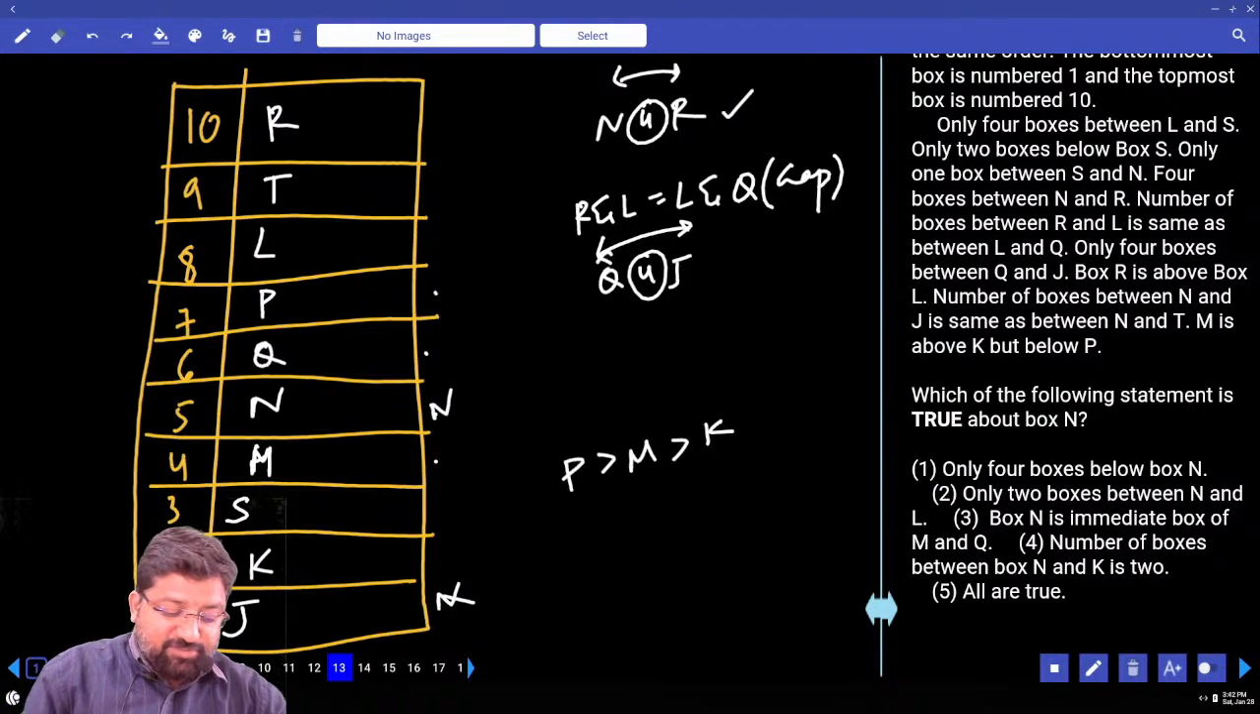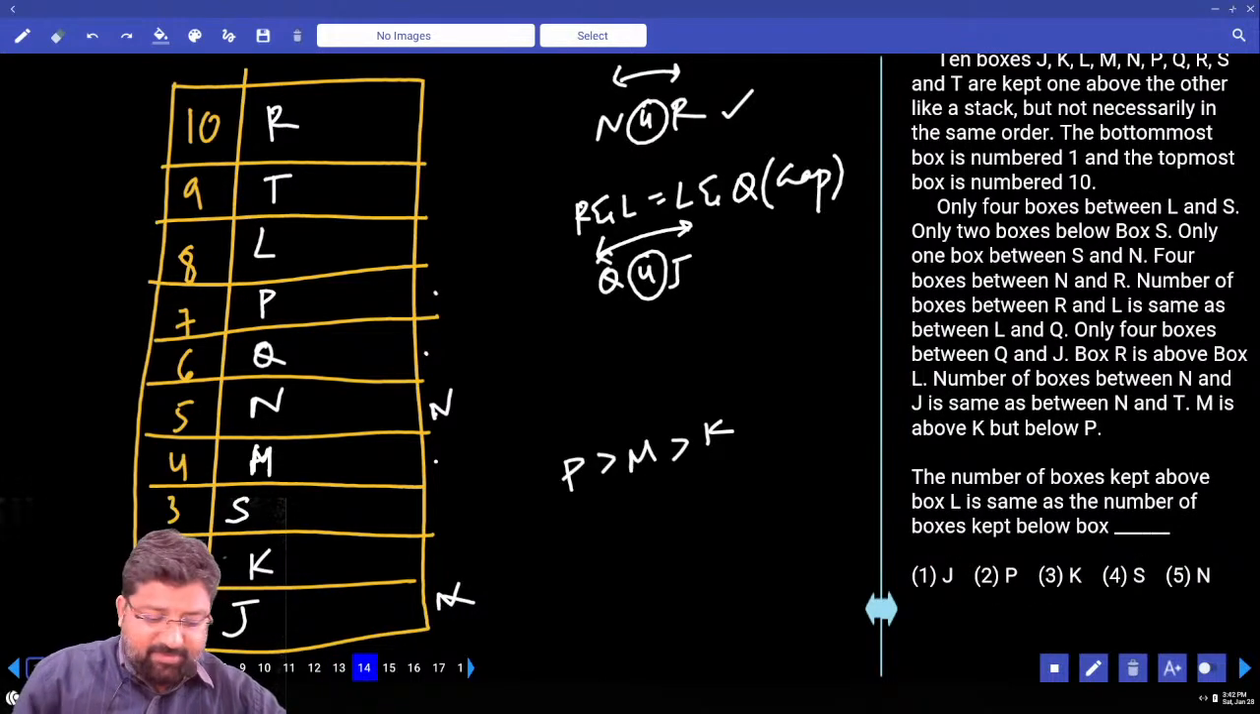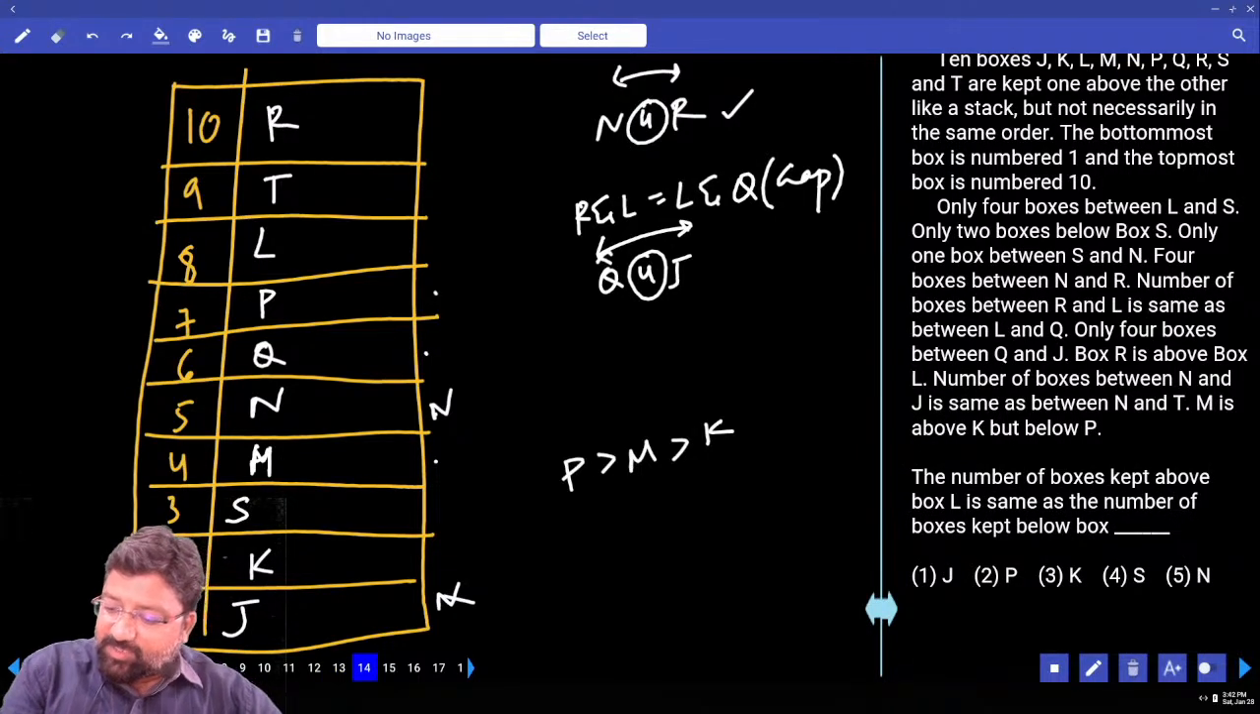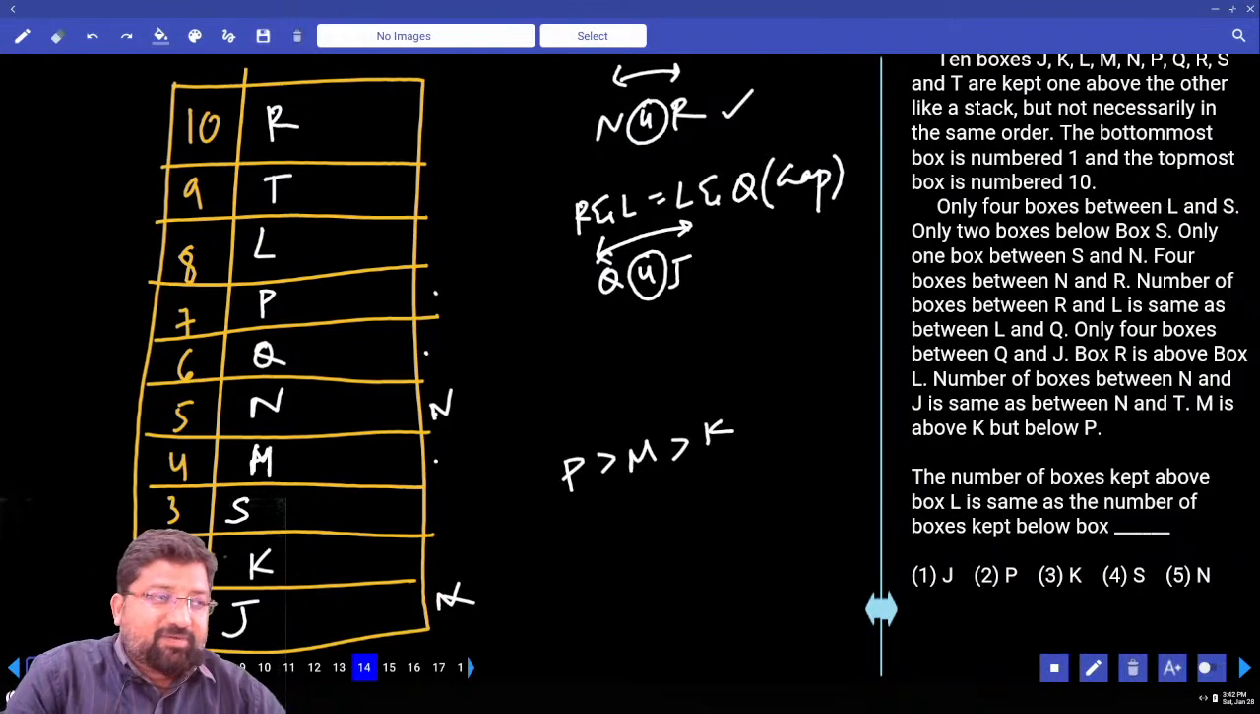There is no need to look at 3 and 4 there. Which of the following statements is true about box N? What is true about box N? Sorry, now we have to look at 14. The number of boxes kept above L is same as the number of boxes kept below. What is the position of L from top? 3rd. So obviously 3rd from bottom.